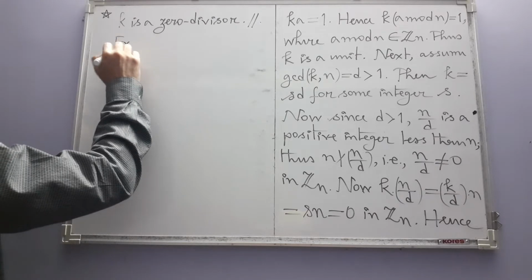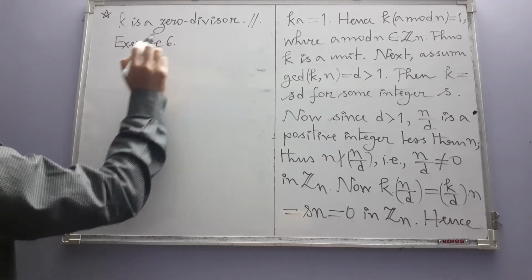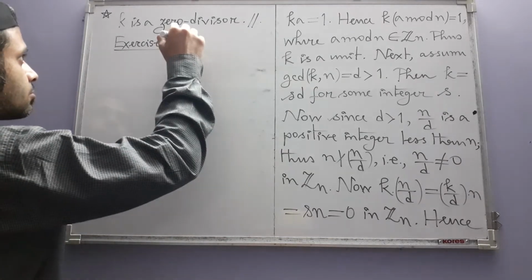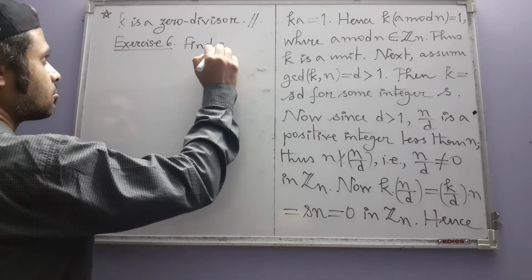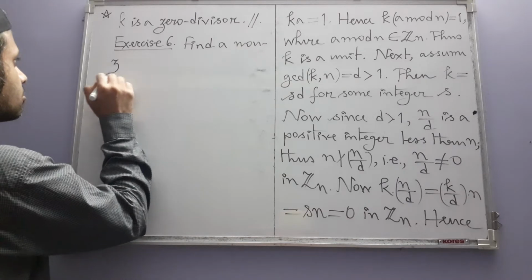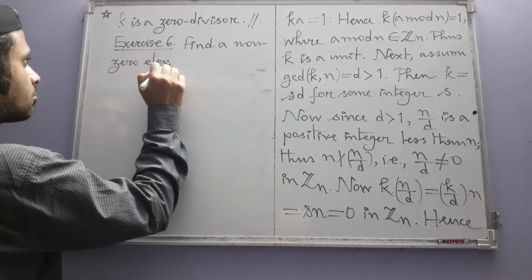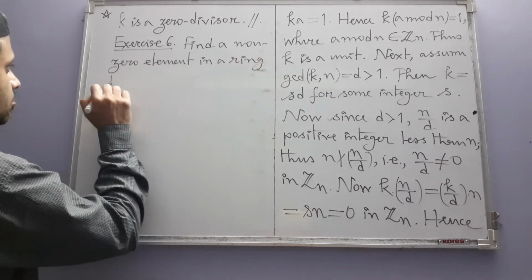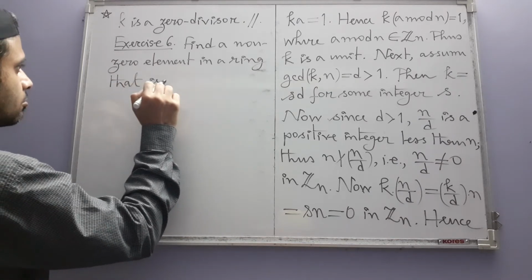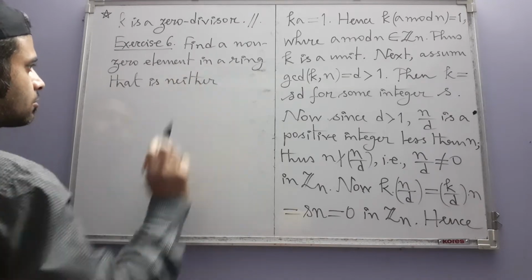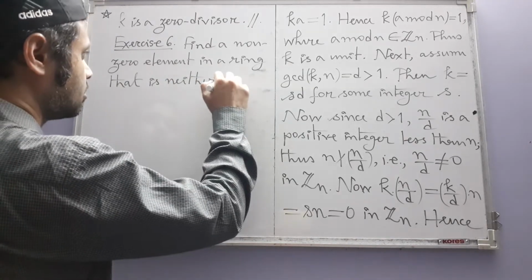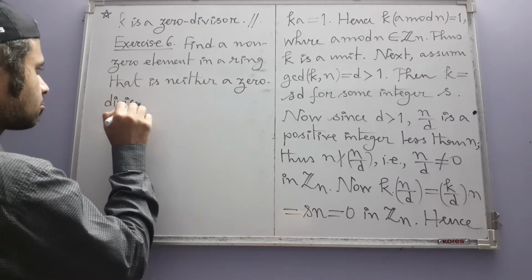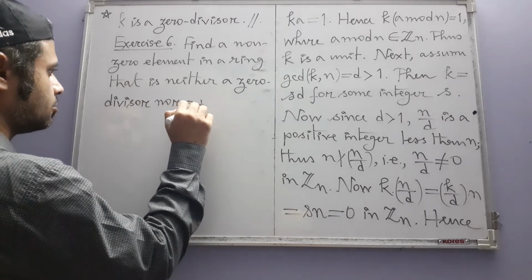Next, exercise 6. Find a non-zero element in a ring that is neither a zero divisor nor a unit.